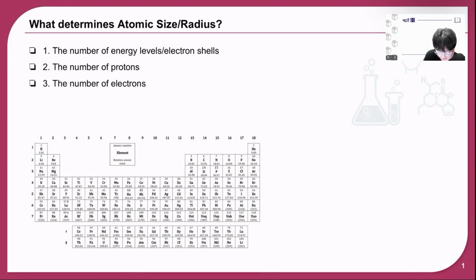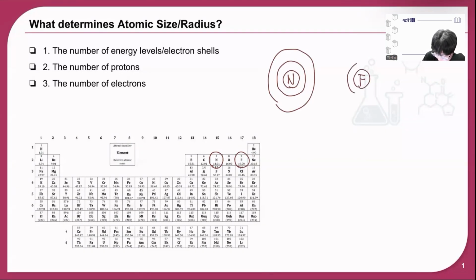The next factor is going to be the number of protons. Let's compare, for instance, nitrogen and fluorine. Nitrogen and fluorine both have two energy levels, as both of them are in the second period. However, fluorine is going to be smaller in size because fluorine has a greater number of protons. Fluorine has 9 protons and nitrogen has 7 protons.